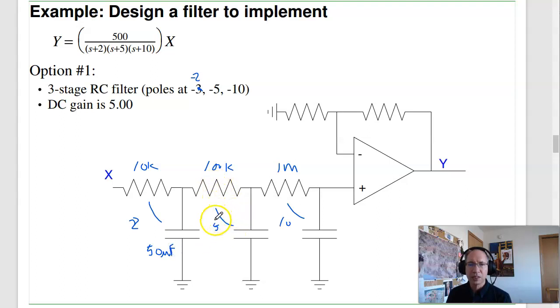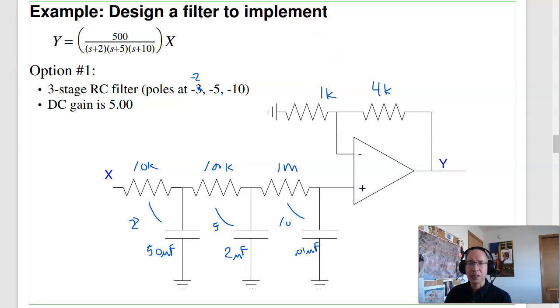1 over RC is 5, so 5 times 100K inverse is 2 microfarads. And 1 over RC is 10, so 0.01 microfarad. That sets the DC gain of this to 1. To make the DC gain 5, you can plug in S equals 0, and I want a gain of 5, so make that 4K and 1K. DC gain is 5.